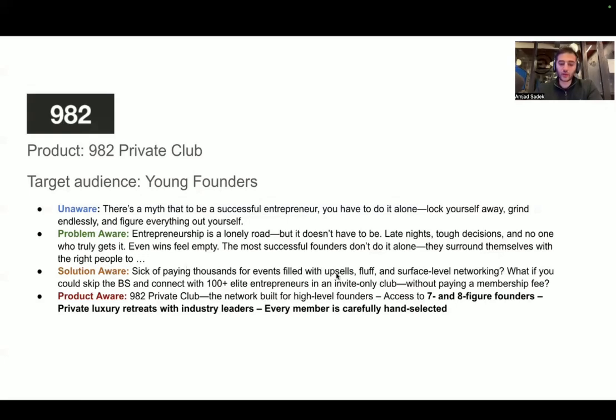And here we are already handling their objections. So we're talking to them in a way that says we know your pains, we know what you tried before, and we're asking a question like, what if you had this without paying a membership fee? Product aware can be something like: A2 Private Club, the network built for high-level founders, access to 7 and 8 figure founders, private luxury retreats with industry leaders. Every member is carefully hand-selected. So it's more focused on the main benefits you will get from joining and what makes it different, etc.